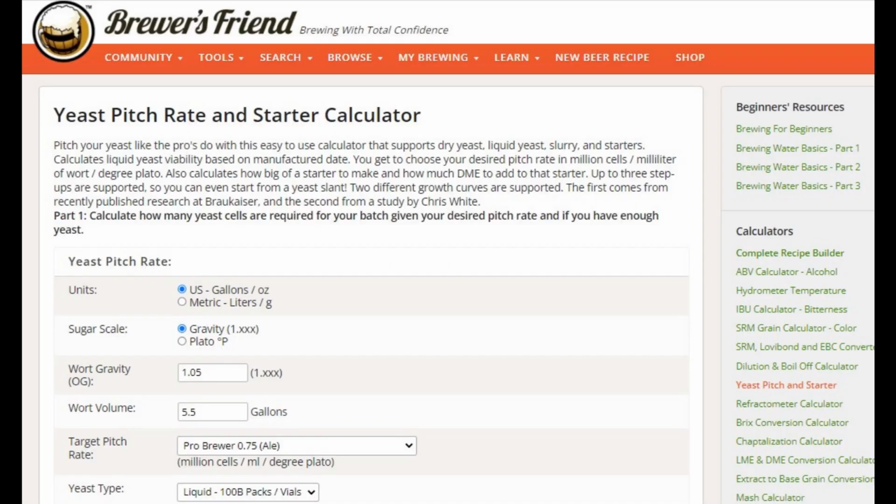There's a lot of good yeast calculators online, including the one that I use on Brewer's Friend. You punch in a bunch of this information, put in what yeast you're using and the expiration date, and then it will tell you whether a starter is needed based on the beer that you're brewing, right?